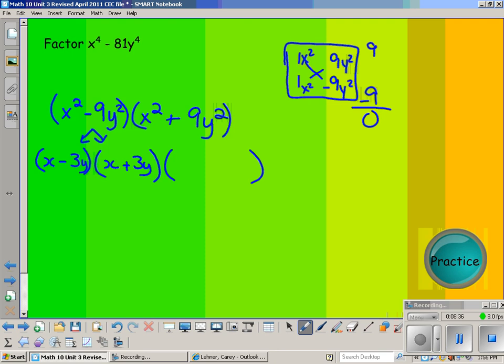Some of you might say, well, we can do the same thing with the second one. They're still both perfect squares. But they're separated by a plus sign. So they are not a difference of squares. So it cannot be simplified further.